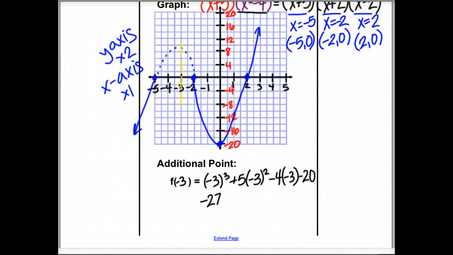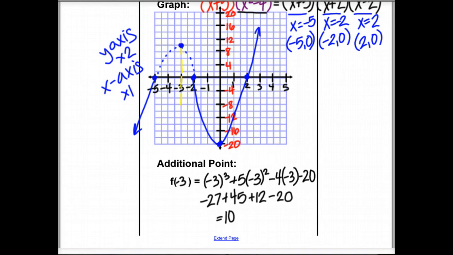Negative 3 squared is 9 times 5 is 45. Negative 4 times negative 3 is positive 12, and then minus 20. If I go ahead and combine all of that, I end up with 10. So when I am at negative 3, I'm at 2, 4, 6, 8, 10.